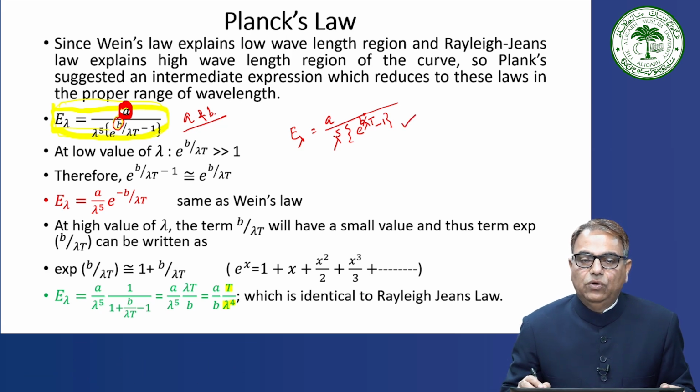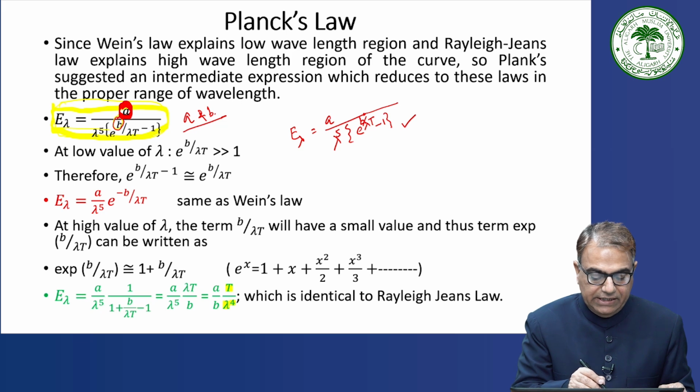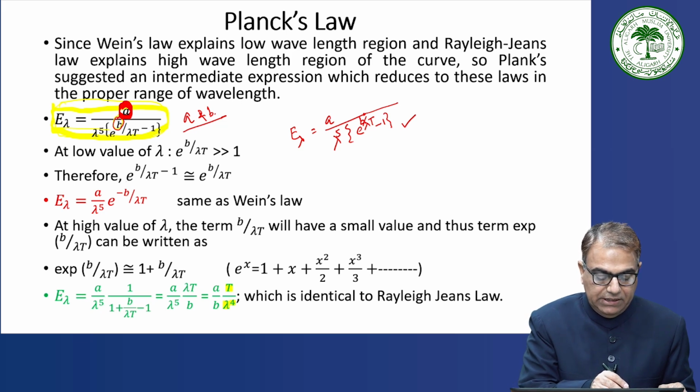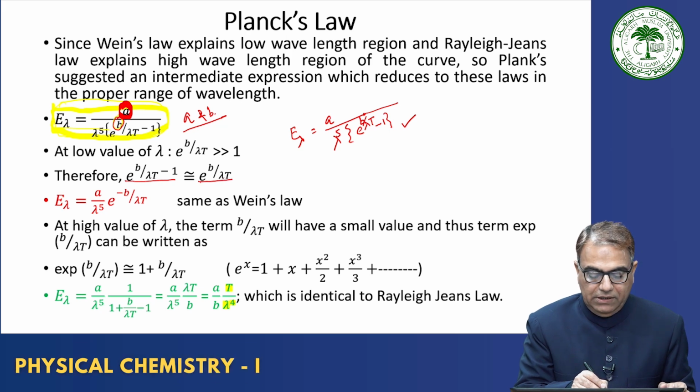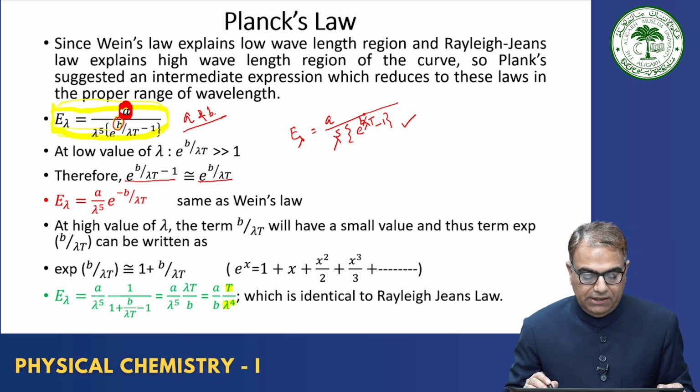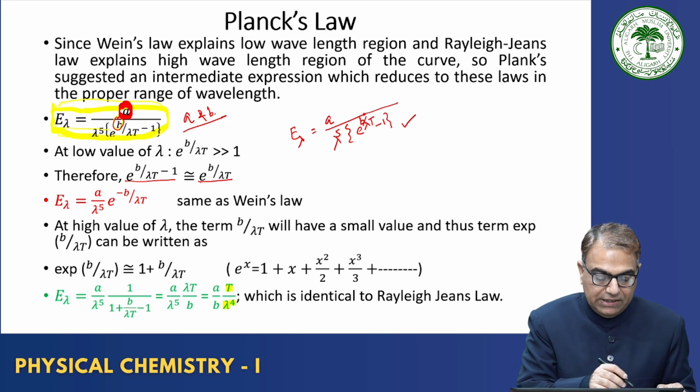Now look at what happens at low wavelength. At low wavelength, the exponential term B divided by lambda T will be very high. And if exponential B divided by lambda T is very high, then you can neglect the minus 1. So we can write exponential B divided by lambda T minus 1 as exponential B divided by lambda T. And if you write it like this, you get E lambda is equal to A divided by lambda to the power 5, exponential minus B divided by lambda T. And this was actually Wien's law.